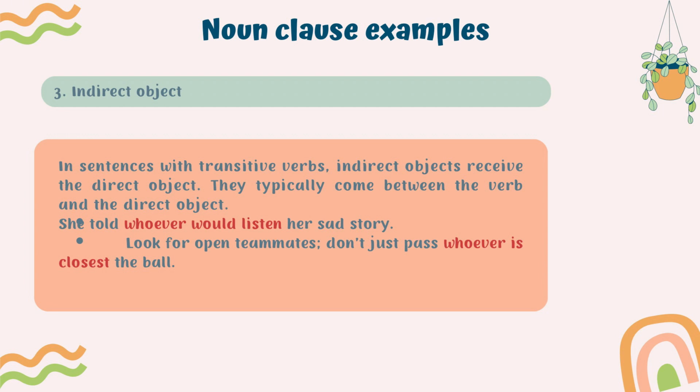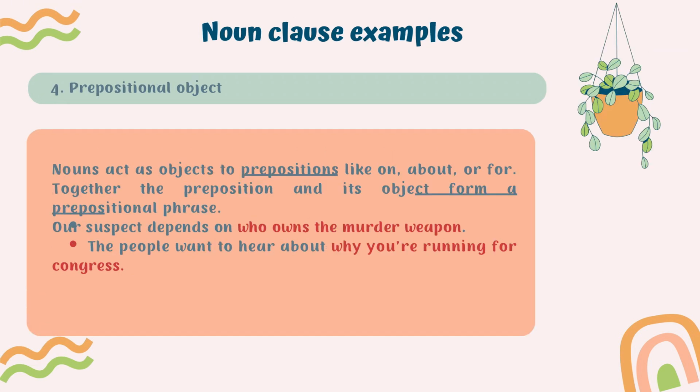This is the example of a noun clause as an indirect object. In sentences with a transitive verb, indirect objects receive the direct object. They typically come between the verb and the direct object. The first example is, she told whoever would listen her sad story, and the indirect object is whoever would listen. The second one is, look for open teammates, don't just pass whoever is closest the ball. And the indirect object is whoever is closest.